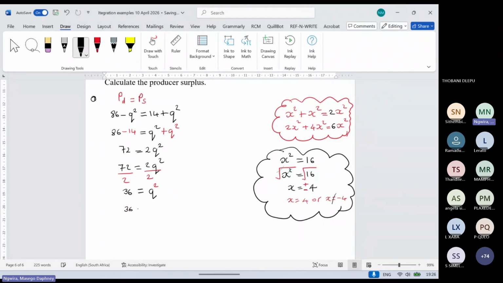What is the square root of 36? 6. The square root of 36 is 6. We are taking the square root. We reject the negative answer. We take the positive one. So we're just going to have a positive 6. So my q, therefore, my q is equal to 6.